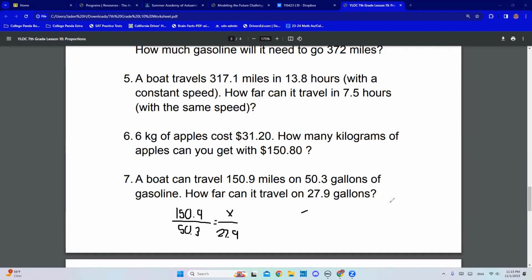So then let's cross multiply. 50.3x equals 150.9 times 27.9, which will give us 4210.11. Now if we divide both sides by 50.3, you should get x equals 83.7. And that means for 27.9 gallons, it can travel 83.7 miles.